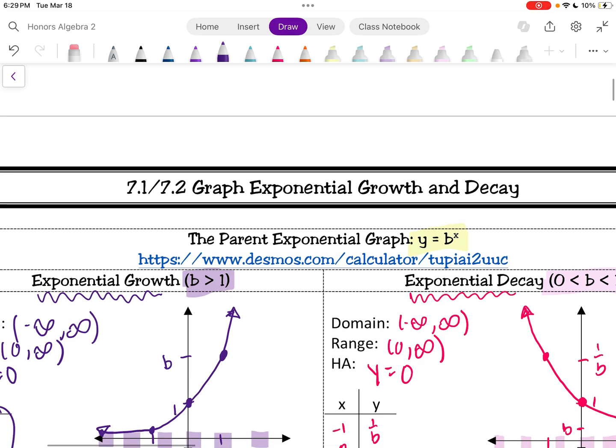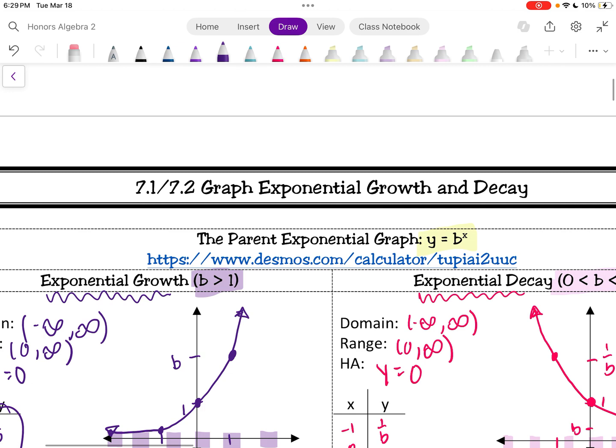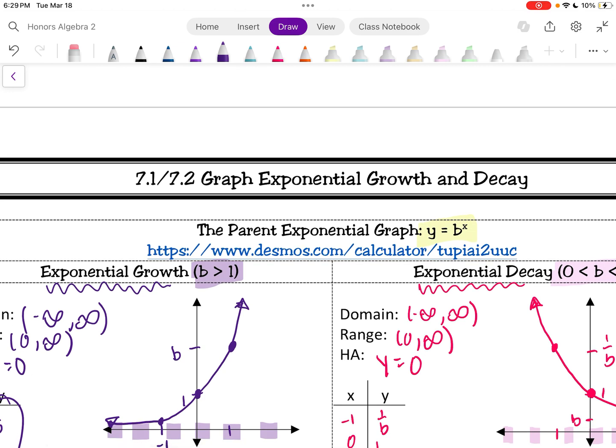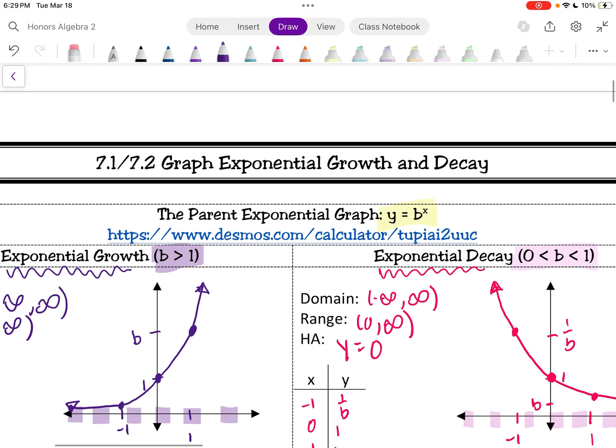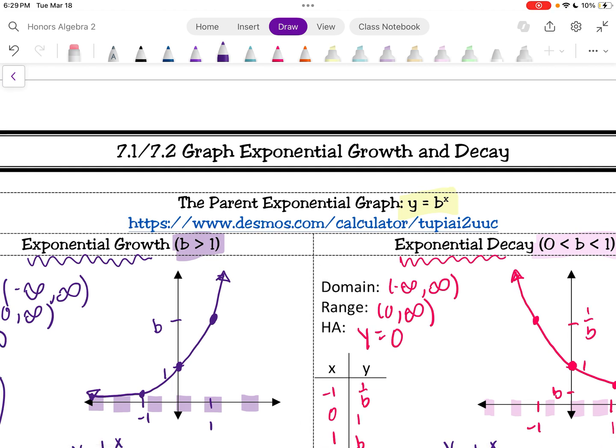Okay, so today we're going to talk about 7.1 and 7.2. The book talks about exponential growth and decay separately, but we should talk about them together because they're very similar. This is how I do the notes. I also have it all filled out, so you can pause and take the notes down and then listen to what I have to say, or you can listen to the video and then go back and take the notes. Whatever floats your boat.